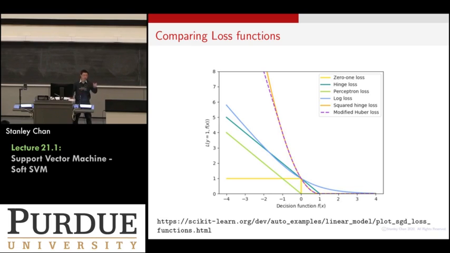If you start with a hard SVM, and if your data set is overlapping, then you just will not be able to get any solution. So the soft SVM will buy you a lot more flexibility.